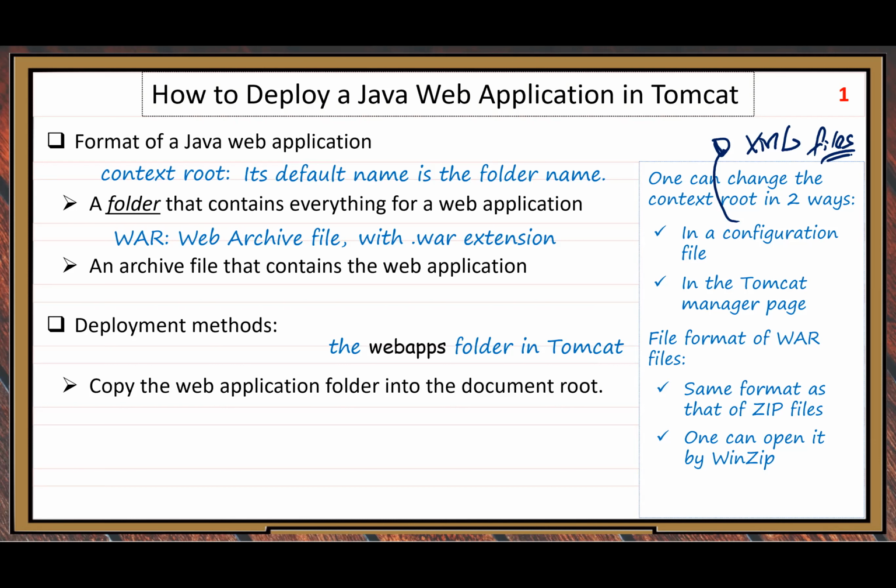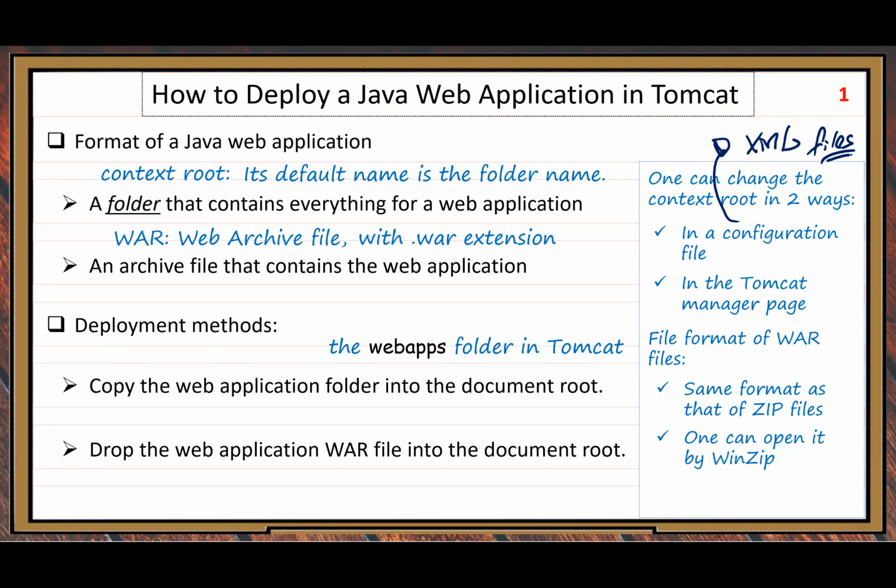Remember, last time I put a screenshot showing you all the folders inside the Tomcat installation root folder. You see one of the folders, webapps. That's the one. So we just copy and paste into that directory. Then later we can run Tomcat and visit that web application.